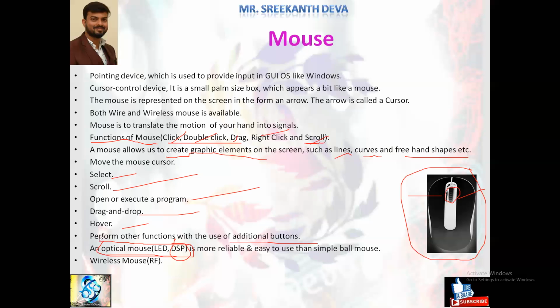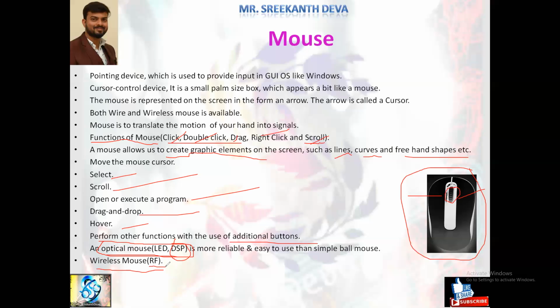So the next one is the wireless mouse, or cordless mouse. A wireless mouse is a computer mouse that needs no wires to send signals from the mouse to a computer. A wireless keyboard is similar to a wireless mouse. The wireless mouse uses RF, radio frequency technology, to communicate information to your computer.